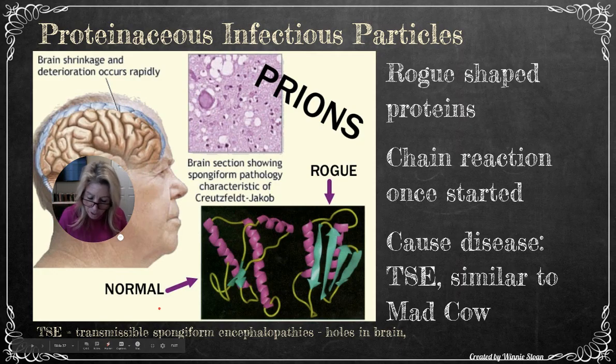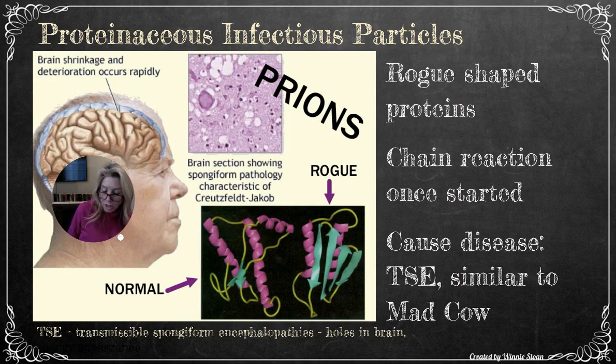So on your notes, you want underneath prions, number 2, once infected, starts a chain reaction that converts other normal proteins to prions, and cause of TSE, and down at the bottom, like mad cow disease.